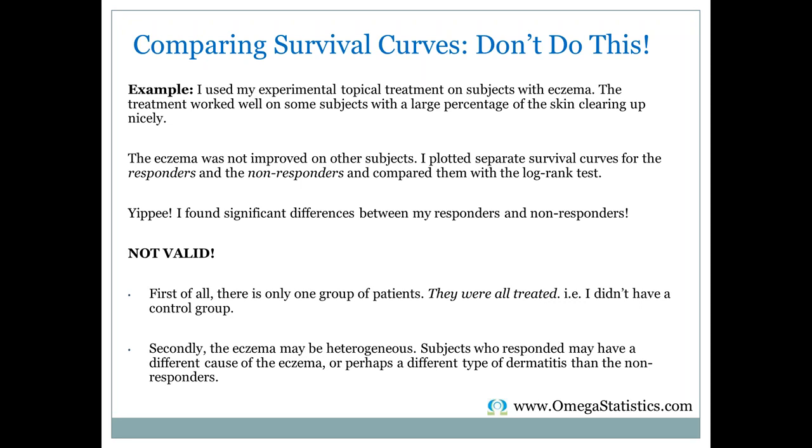Secondly, the eczema could be heterogeneous, which means subjects who responded might have a different reason for having the skin condition, or maybe they have a different type of dermatitis than a non-responder. So we don't know why that might have happened. For this, you would want one survival curve. If the event was that they had a clearing of their skin, then that was the event. Otherwise, they were censored. Okay, so one survival curve, not 2. That was the big takeaway on this one.